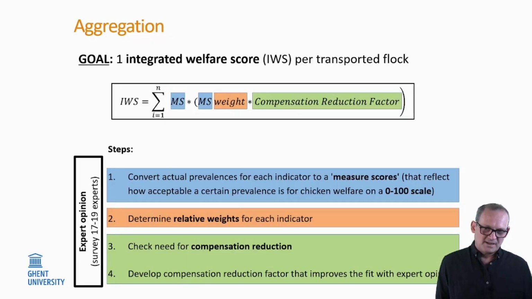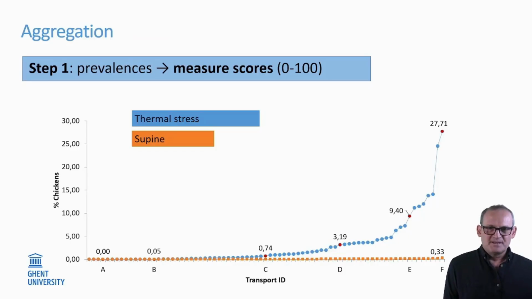Often the intuitive feeling of a lot of people is that if there is a serious welfare problem, even on one aspect of welfare, the overall welfare cannot be good. And that means that bad scores, and very bad scores in particular, should weigh more in the overall assessment of welfare than average or neutral scores. And if that is the case, we have to compensate, and then we need to include in the definition what is called a compensation reduction factor. Let me first explain this first step and why that is necessary.